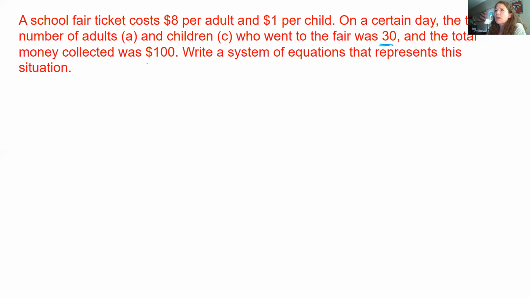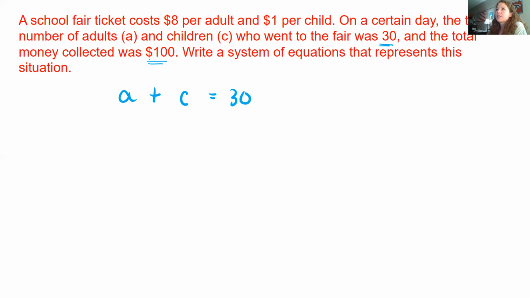Okay, we have a total amount of money that was collected and a total number of people that went to the fair. So that's what both equations are going to deal with. One's money and the other one's people. So a school fair ticket costs $8 for adults and $1 per child. On a certain day, the number of adults and children who went to the fair was 30. So the number of adults plus the number of children equals 30. There's our first equation. There were 30 people, and of those people, some were adults and some were children, right?